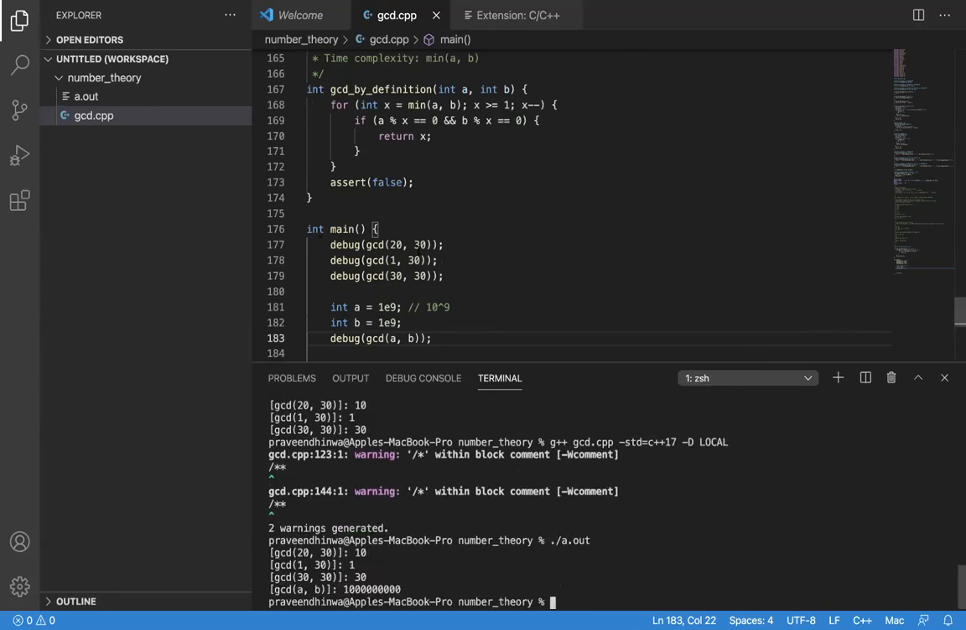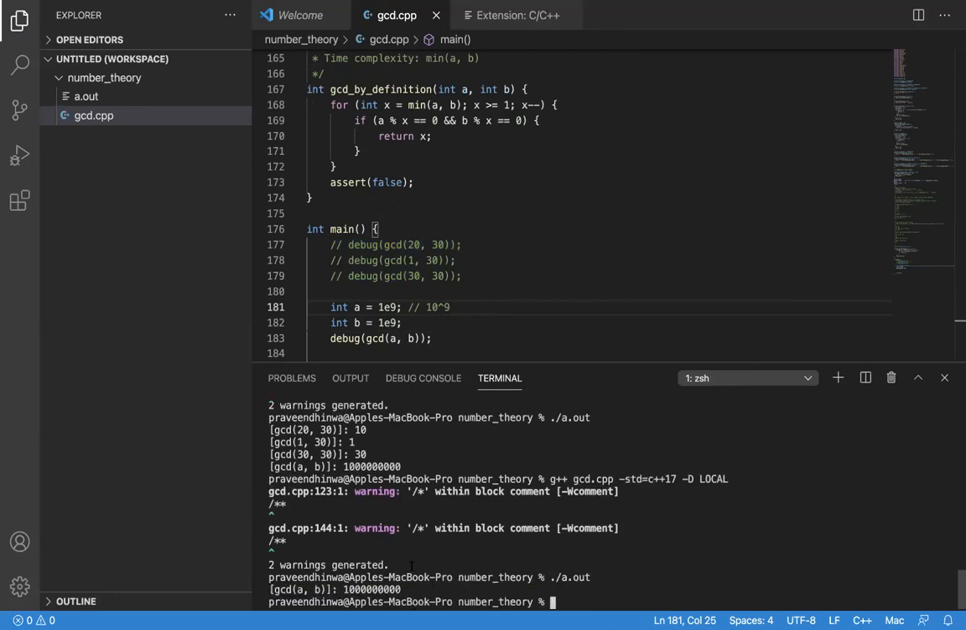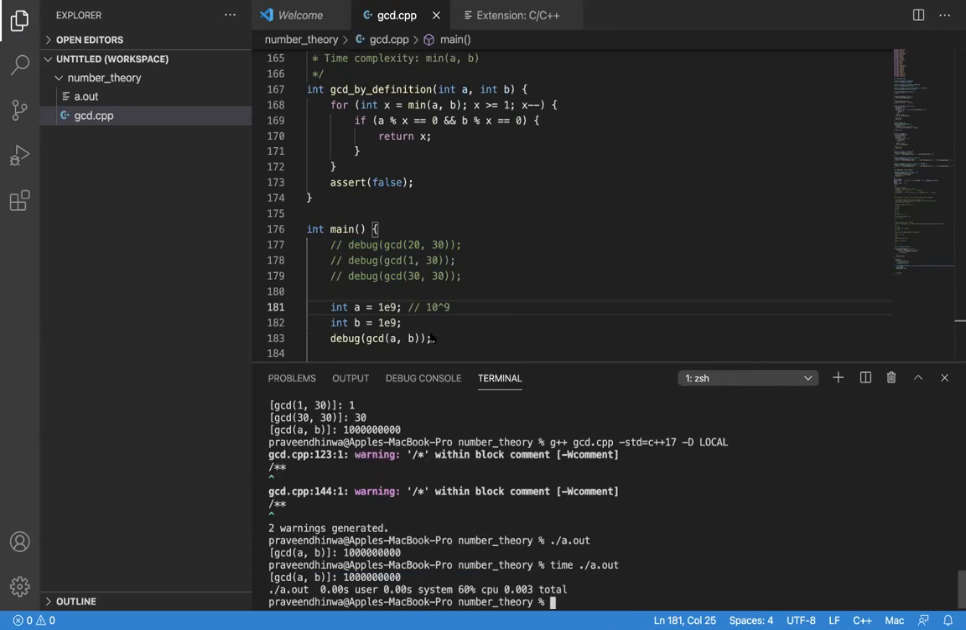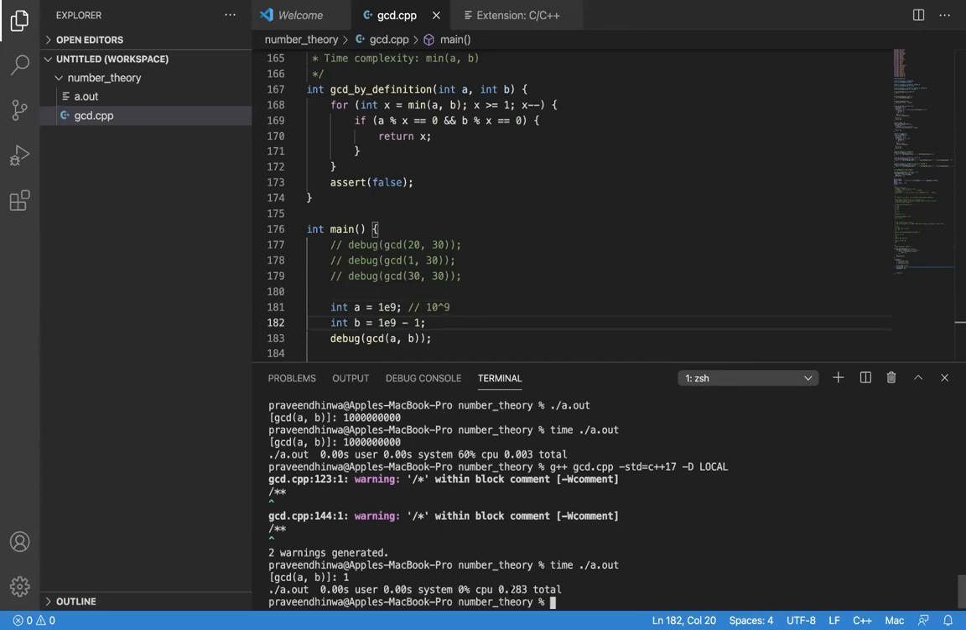That third step took some time, but it's not directly visible to us. In the system it's showing 0.03. So if you try slightly larger numbers, maybe I should give some number as a prime. Let's say 1e9 and 1e9 minus 1, and let's see how much time it takes. So it took 0.283.